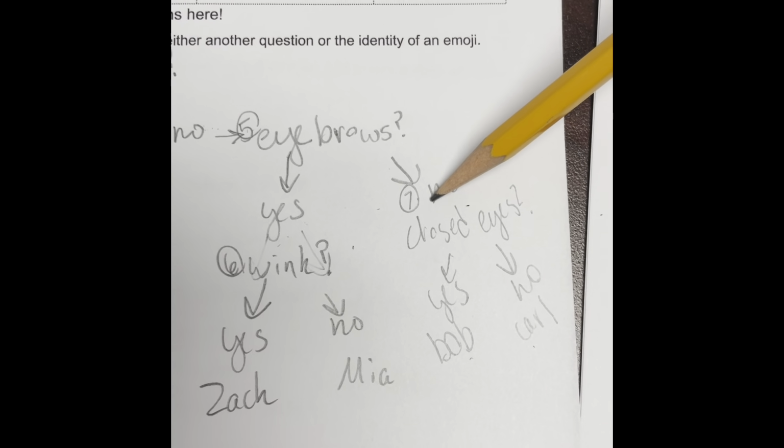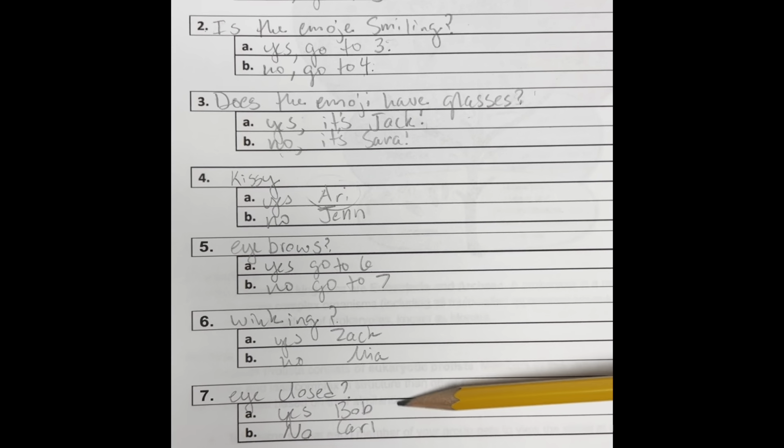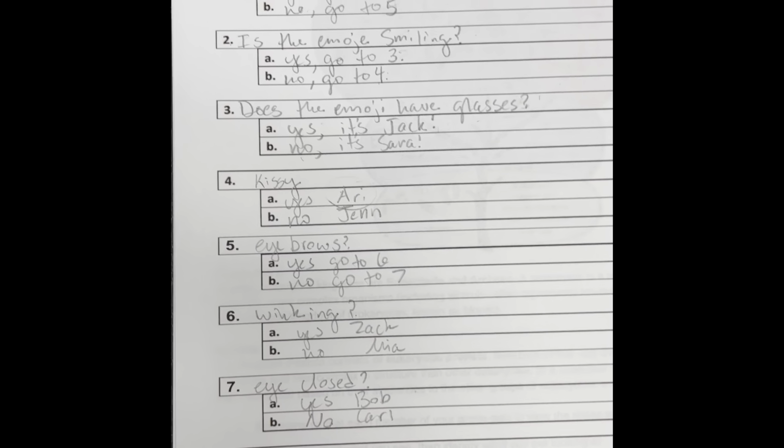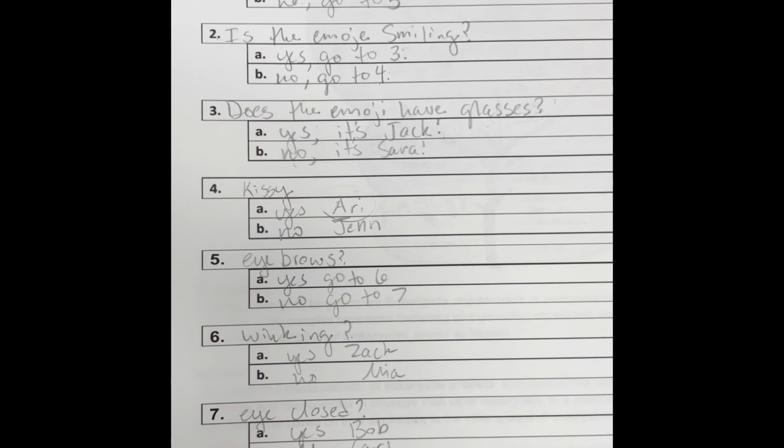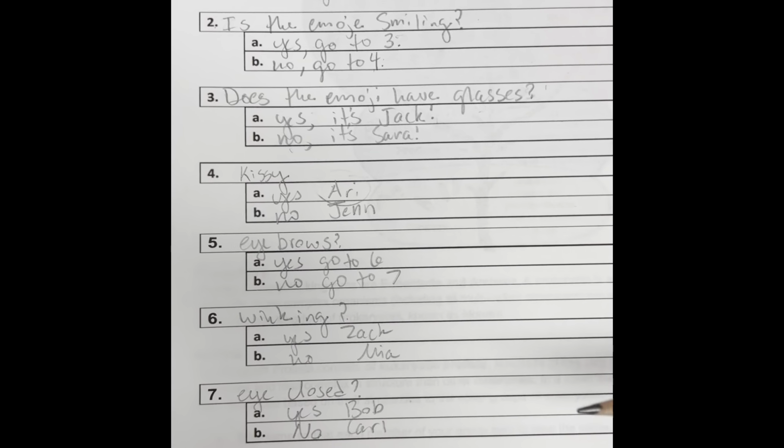So in 7 questions, we found out the identity of all of our emojis. So we need to copy them here. Now that I have copied all of my questions and answers into my dichotomous key, now it's our turn to play Guess Who. If you were in class, you would get paired up and you would be randomly assigned an emoji. But since we're online, we are just going to pick one.